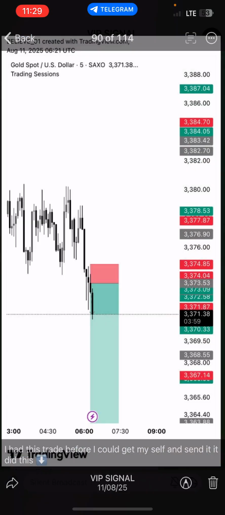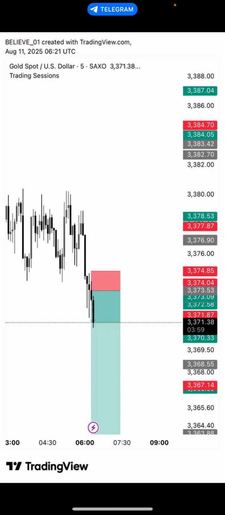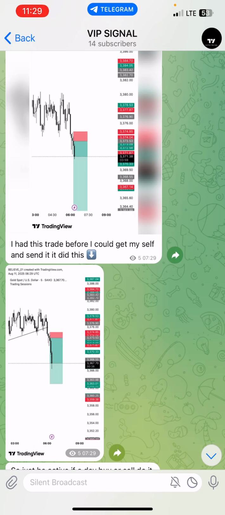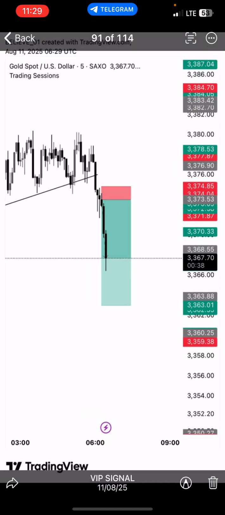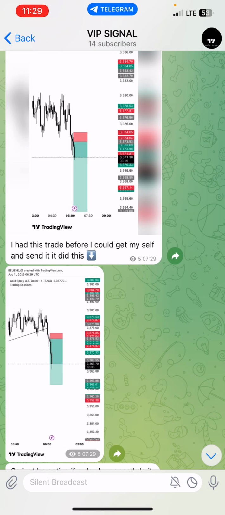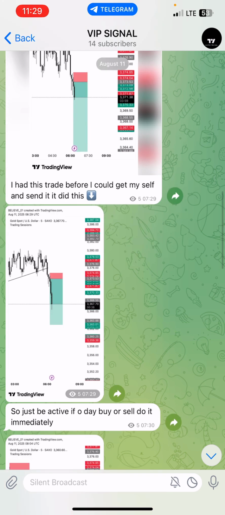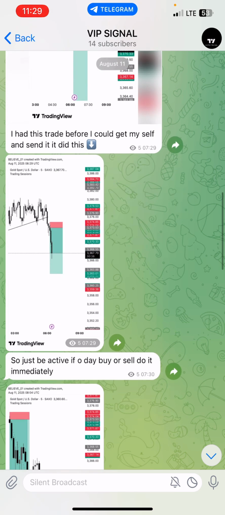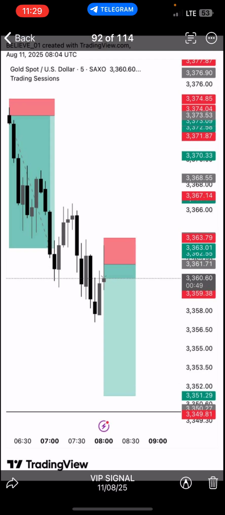I didn't send this signal to the group in time, so I did not even count it as an arrow. Although if they are taking it, maybe it will be like a 1 to 3. But this is TP, by the way. But I didn't send it earlier, so I didn't count it. But some people that took it hit TP. Yeah. Then this was the TP here.